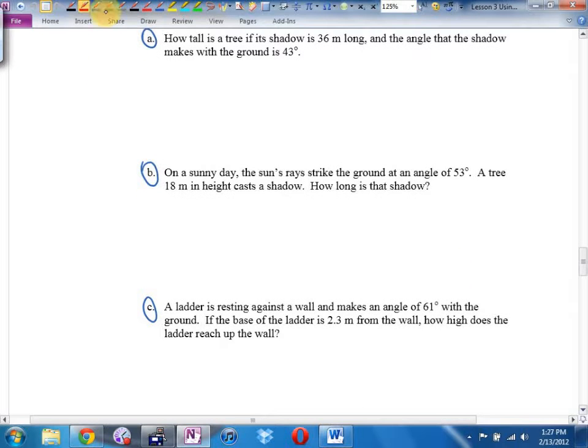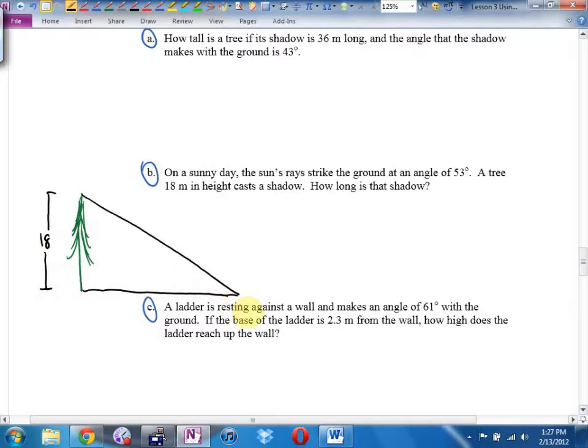A tree. There's my tree. It's as good as art as you'll ever see with me. 18 meters in height. So I think this right here is 18, yes? Casts a shadow. There's its shadow. Here's the sun's rays. It says strikes the ground at an angle of 53 degrees, so I'm pretty sure it's that. I know not to put it up here because it did say strike the ground. And I know this one's 90, so that's not 53 degrees.